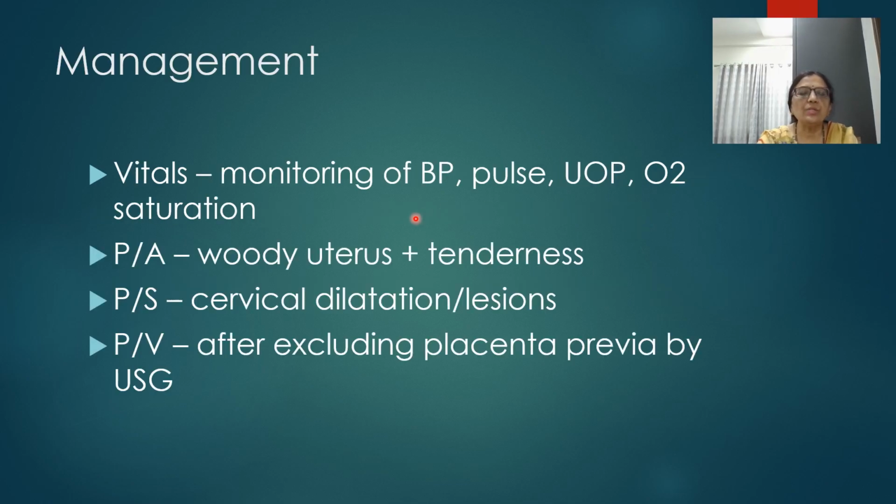Coming to management, we have to see the vitals: pulse, BP, urine output, oxygen saturation. Abdominal examination might show tenderness, and a woody or stony hard uterus might be there, which is usually seen in the late stages of placental abruption. Speculum examination might give us an idea about how much the cervical dilatation is, and it will also help us rule out cervical lesions as a cause of antepartum hemorrhage. Vaginal examination is to be done after excluding placenta previa by ultrasonography.